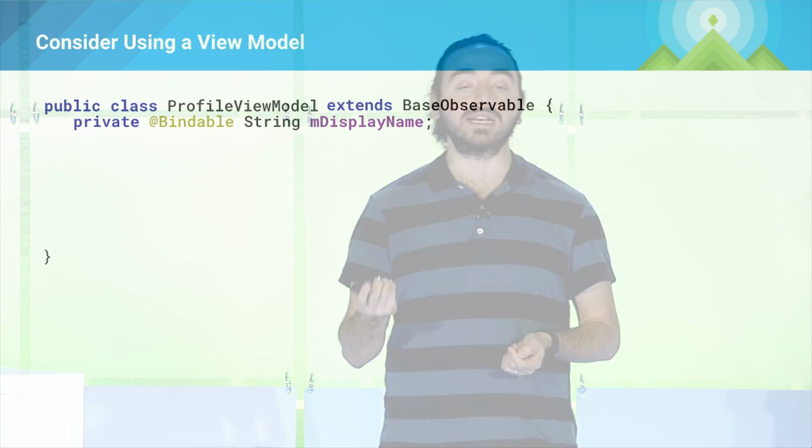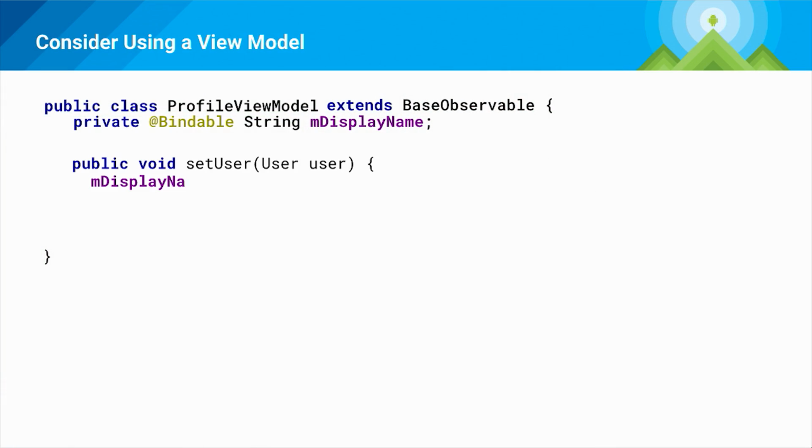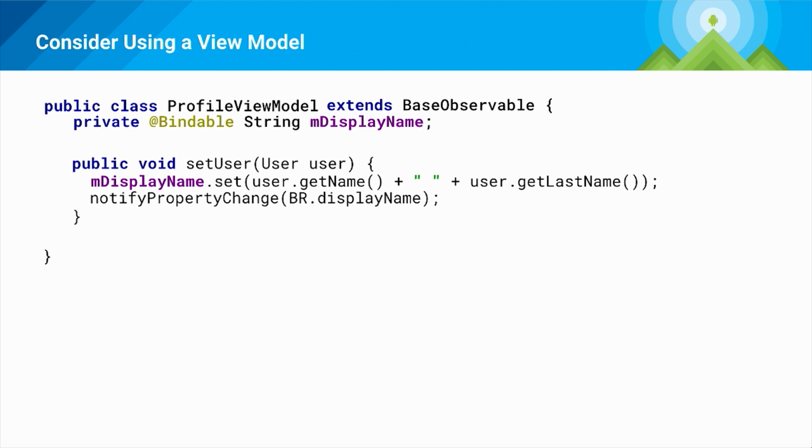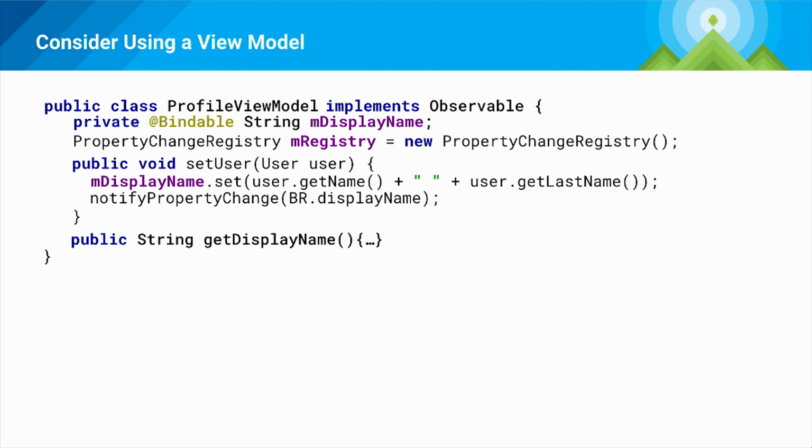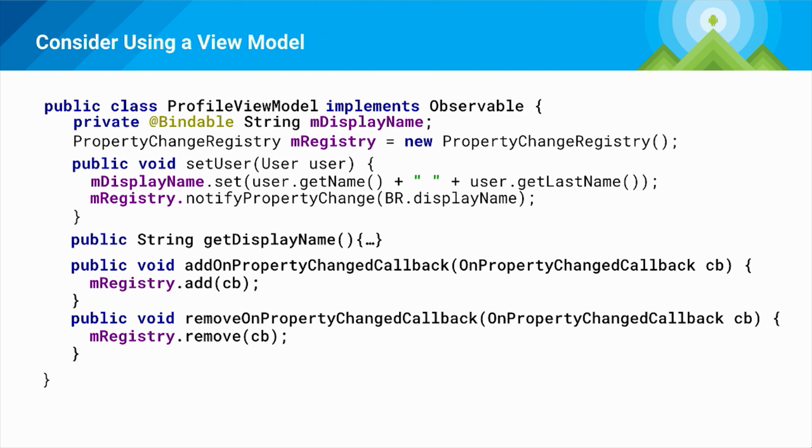There's another example where you write a view model extending the base observable class because you don't want to use those convenient classes. The same example here: when the data changes, you notify, and then data binding takes care of this. Or you can implement the observable interface. Then we provide this property change registry class, which allows you to dispatch events. All you have to do is notify property change through that class. And when we then remove callbacks, you just send those calls to this class, and it will take care of it.